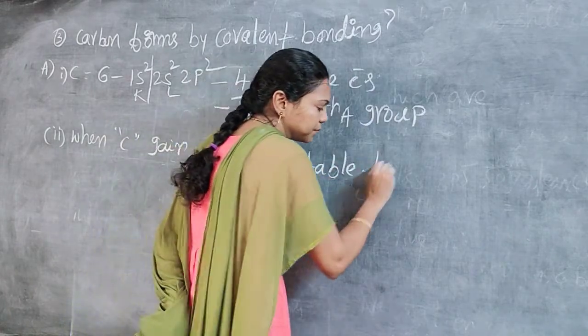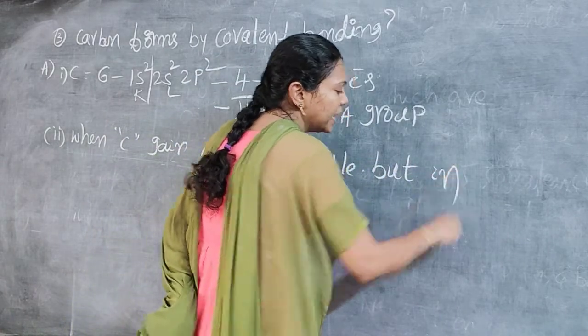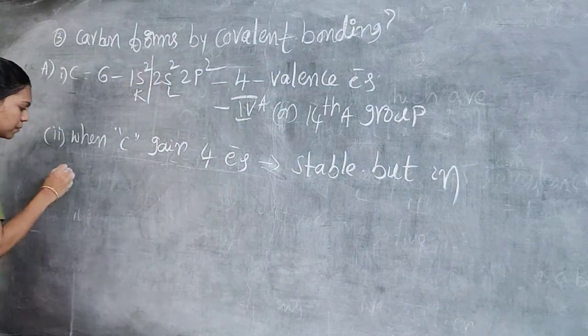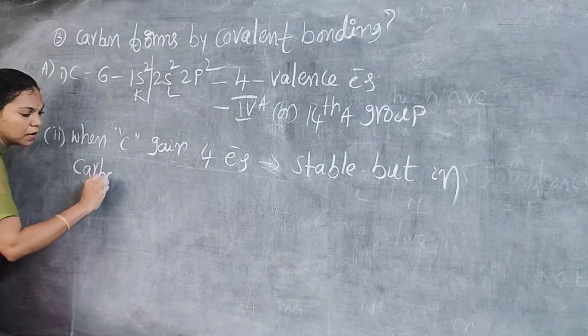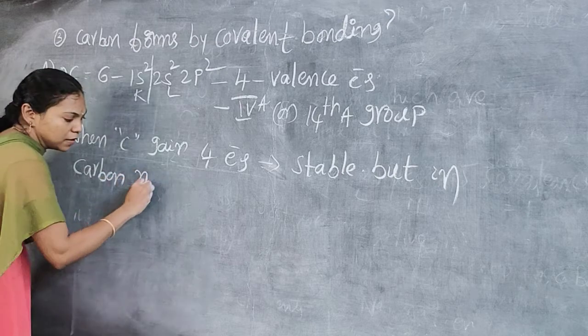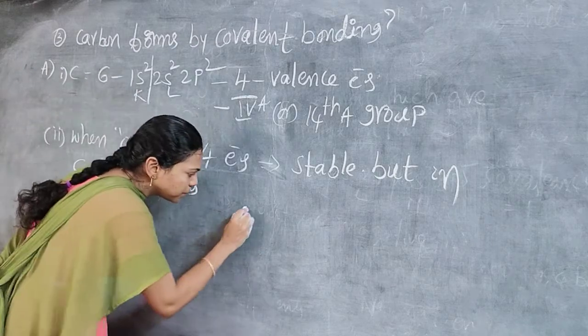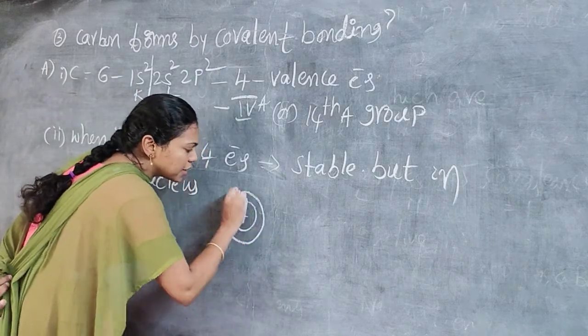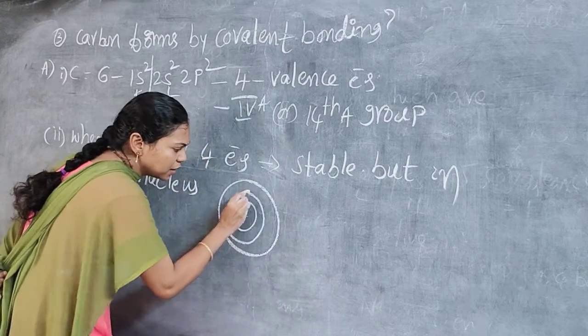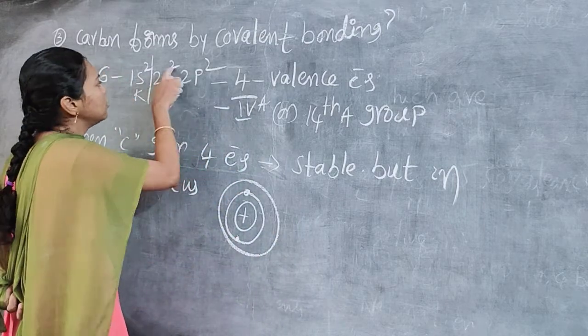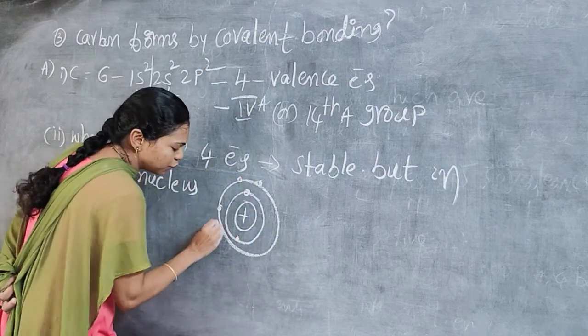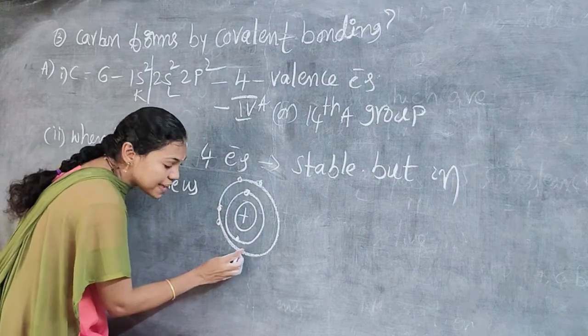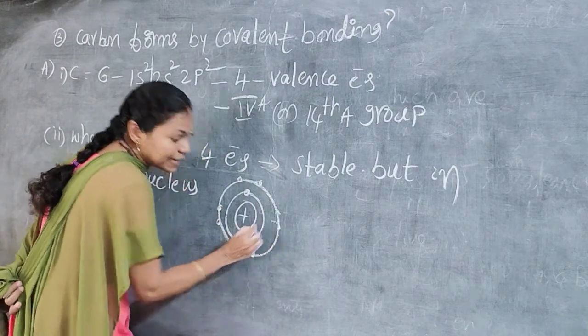But in the carbon nucleus, I will say this is the nucleus, K shell, L shell. K to L, how many? 4. 1, 2, 3, 4. If 4 more electrons are gained, total 8 electrons are there.